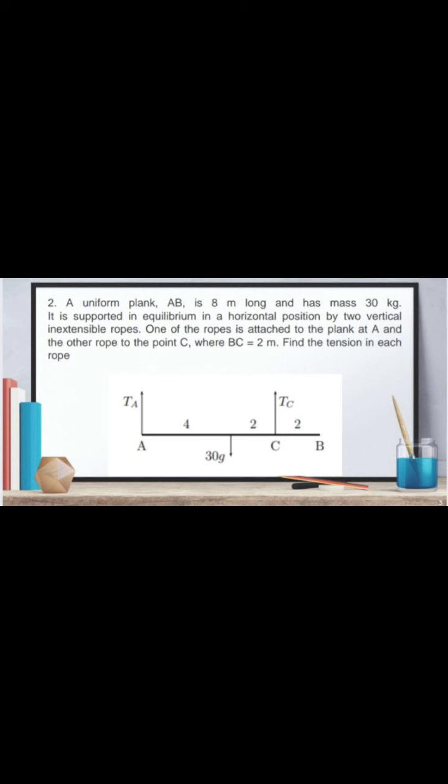A uniform plank AB is 8 meters long and has a mass of 30 kg. It is supported in equilibrium in a horizontal position by two vertical and extensible ropes. One of the ropes is attached to the plank at A and the other rope to the point C, where BC is equal to 2 meters. Find the tension in each rope.